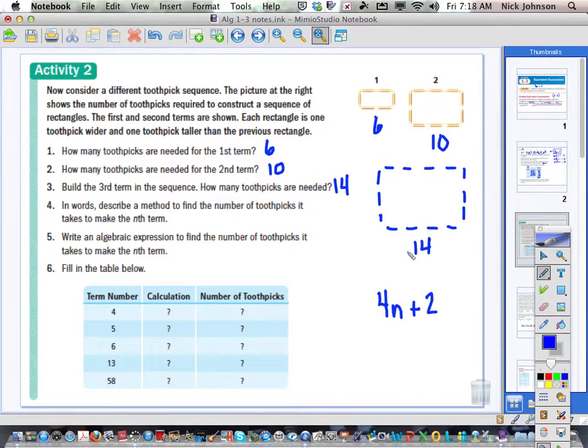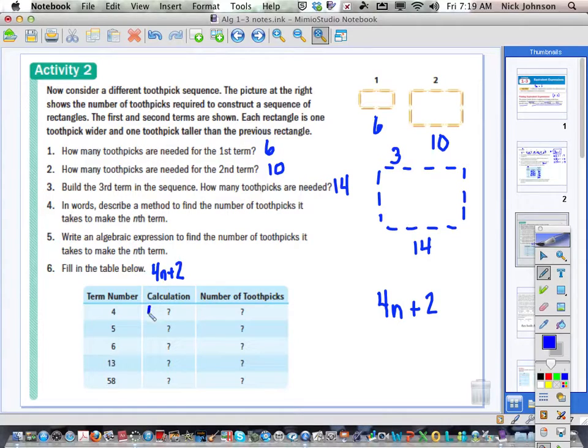Let's see if that works for all of them. If I put 2 in for n, 4 times 2 is 8, plus 2 is 10. Does that work? Yes. What term is this? This is the third term. If I put 3 in here, 4 times 3 is 12, plus 2 is 14. Did it work? Yes. So what I'm going to be able to do is use this expression to help me fill out this table. So I'm going to use 4n plus 2 here in my calculations.